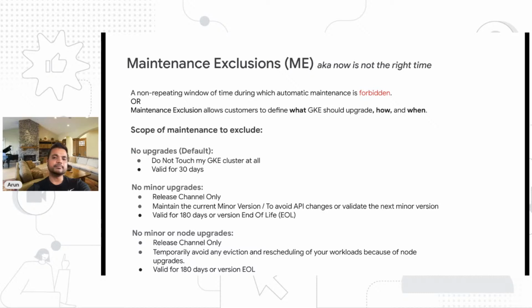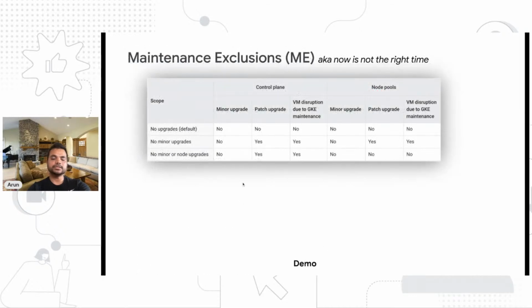It would make more sense once we have the demo, but for now, let's move on. So this is the table. So let's say if you choose no upgrades, right? Let's look at here. It's control plane, node pools, minor upgrade. Minor upgrade means 1.24 to 1.25.